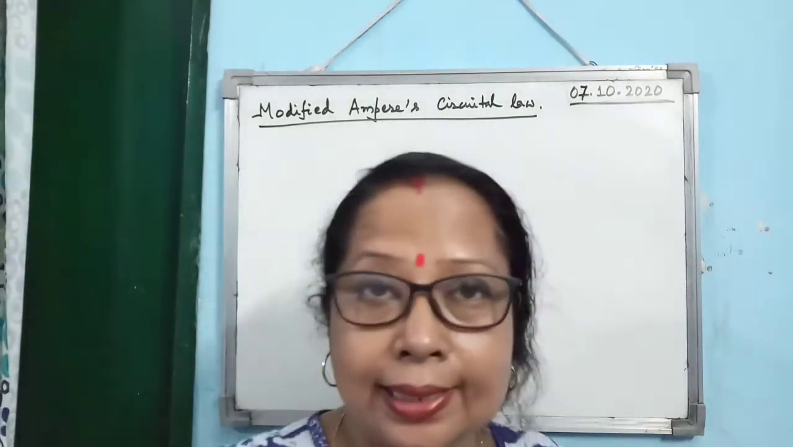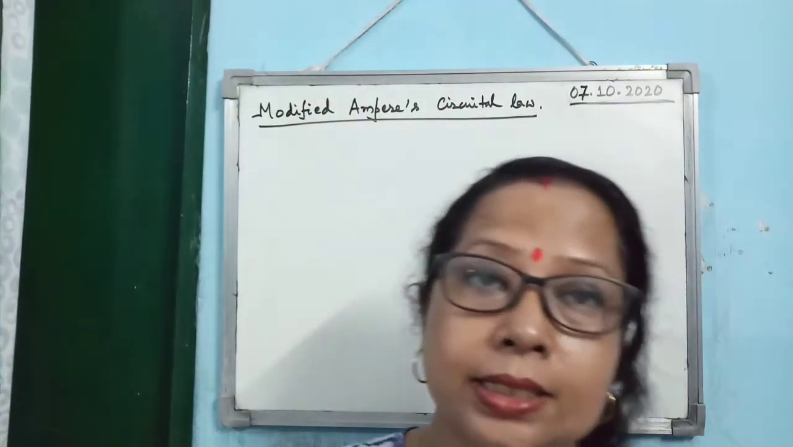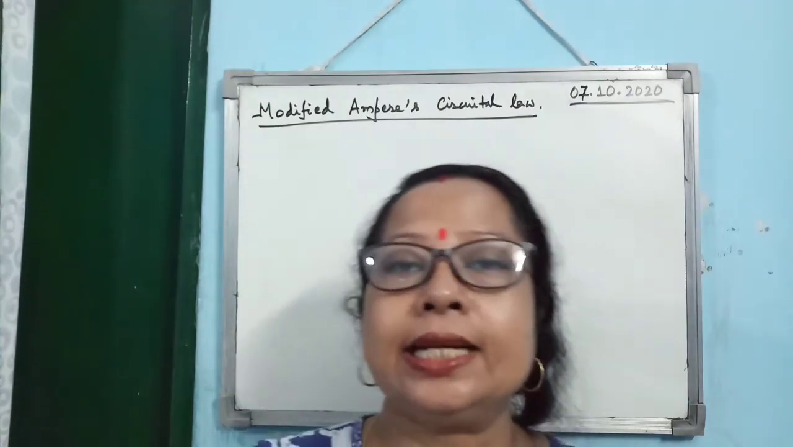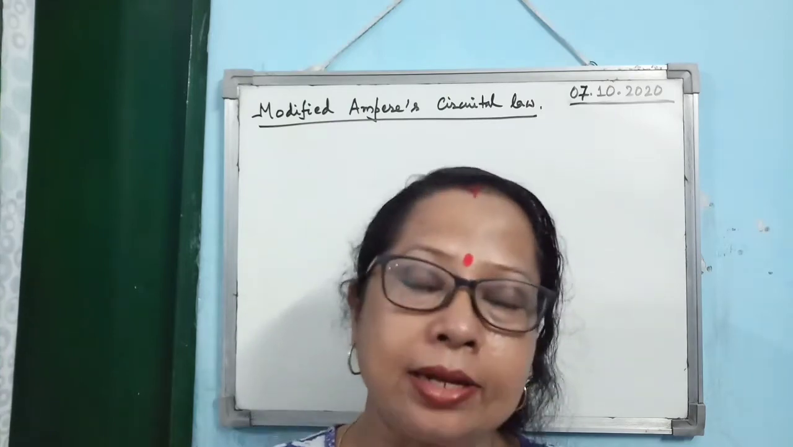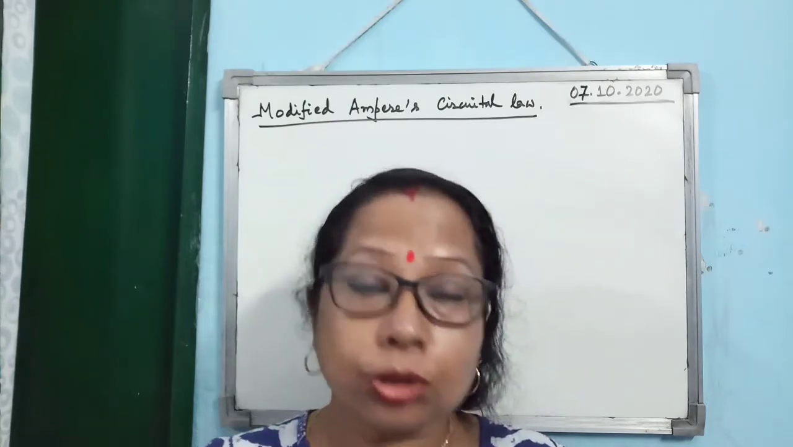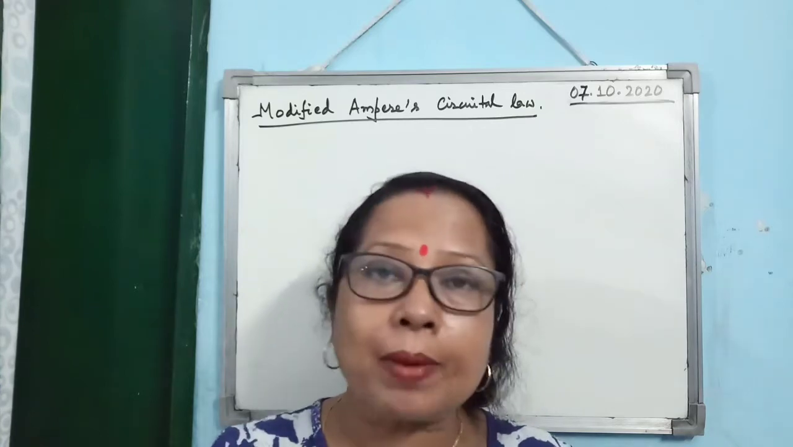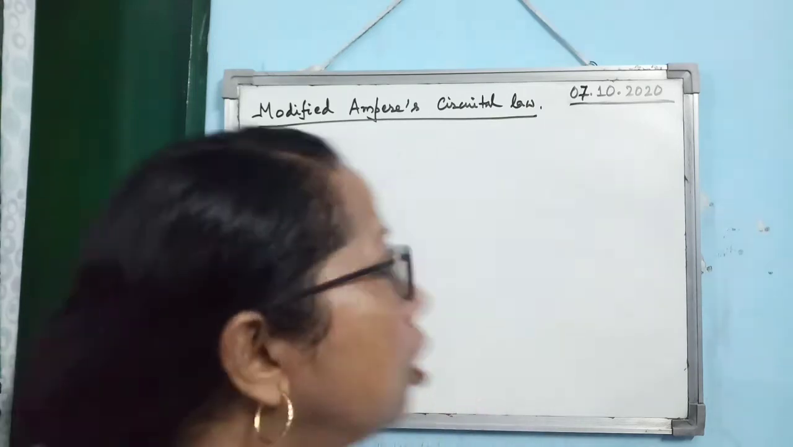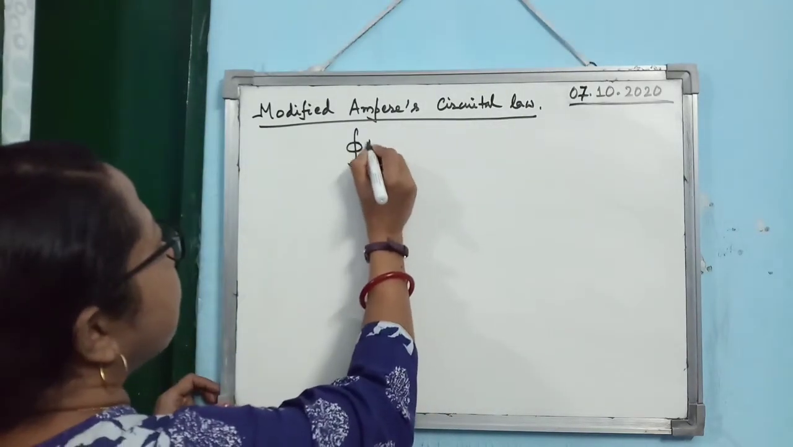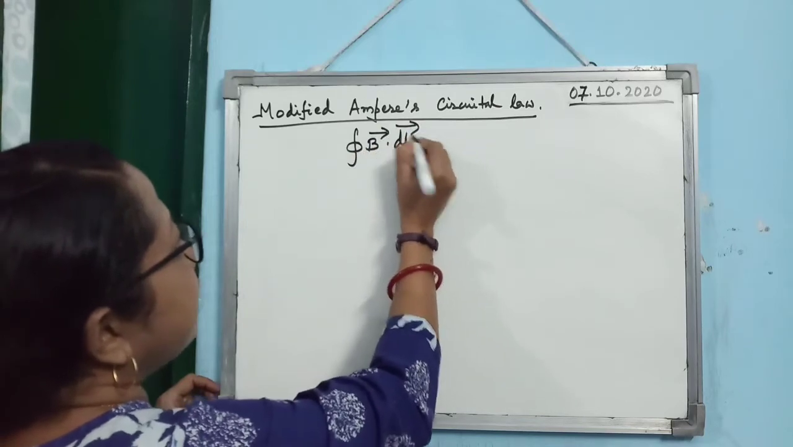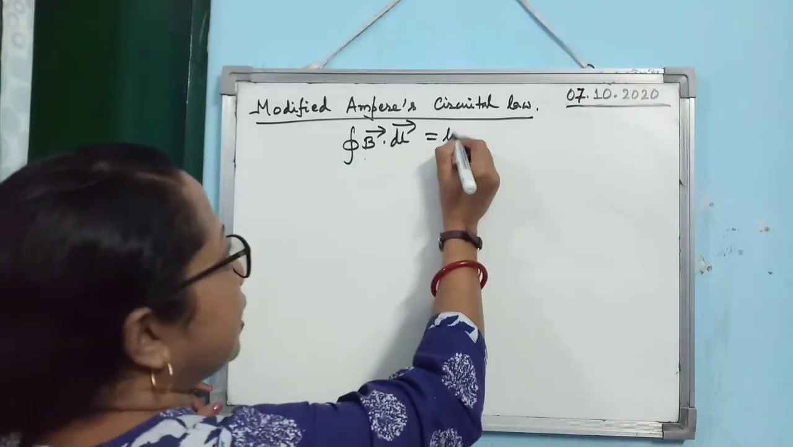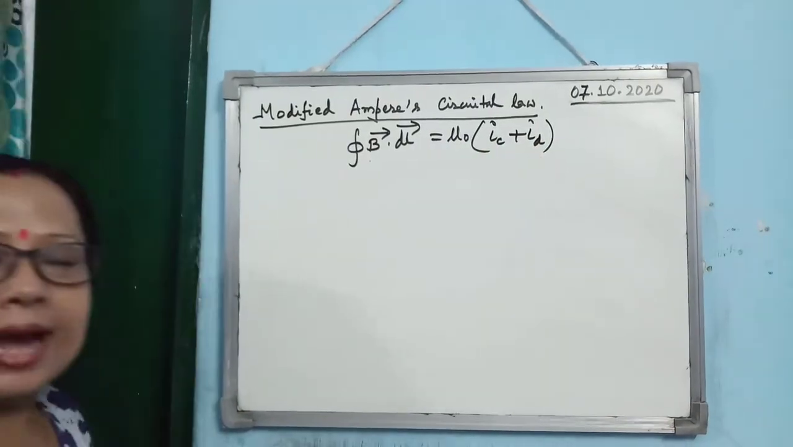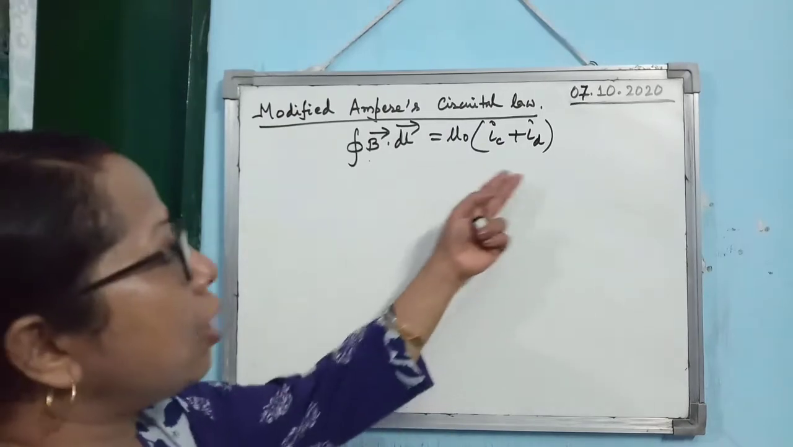Now, according to Maxwell, if you want to apply Ampere's Circuital law while charging a capacitor, and you write that the line integral of the magnetic field, integration B dot dl, is equal to mu 0 times the current threaded by the loop, that is not sufficient. You need to modify Ampere's Circuital law. So how did Maxwell modify it? He said that the line integral of the magnetic field is mu 0 times the sum of the conduction current and displacement current. Then there will be no problem.